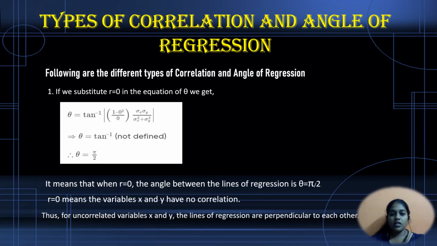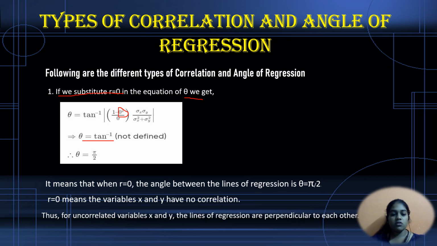Types of correlation and angle of regression. The following are the different types of correlation and angle of regression. First, let us substitute r is equal to 0 in the equation for theta. In place of r we consider 0, so we get theta is equal to tan inverse of infinity, that is not defined, and by the tan inverse formula theta is pi by 2.